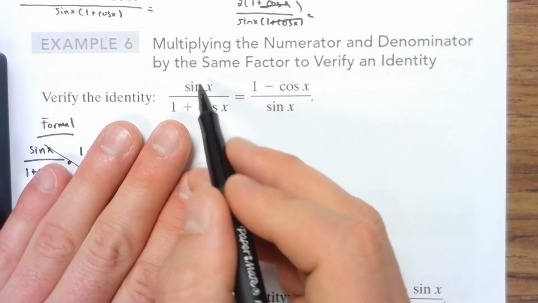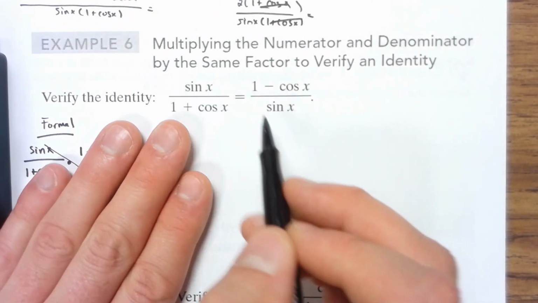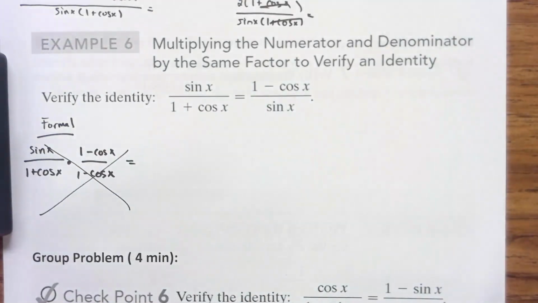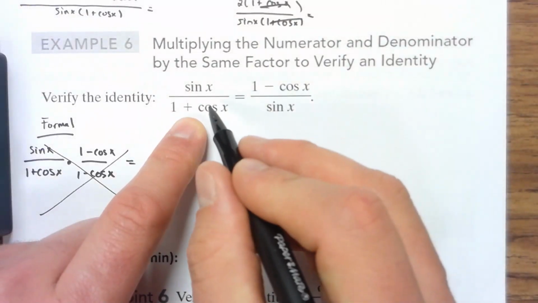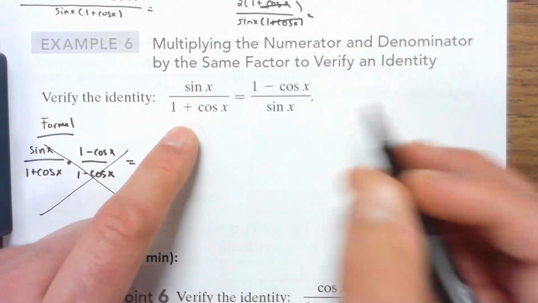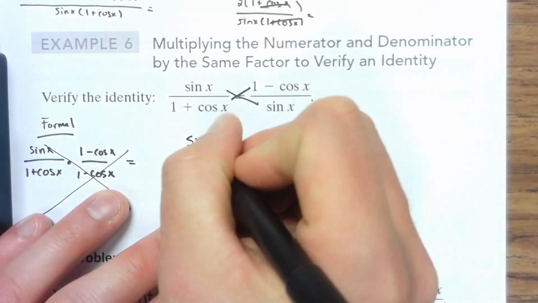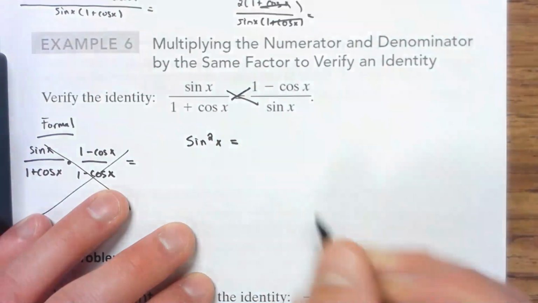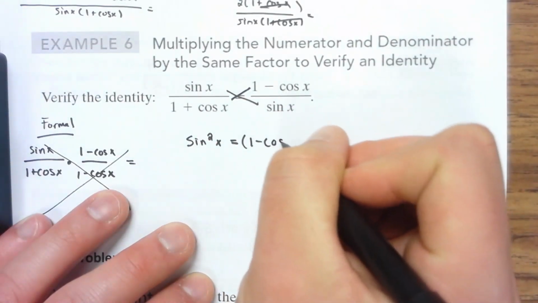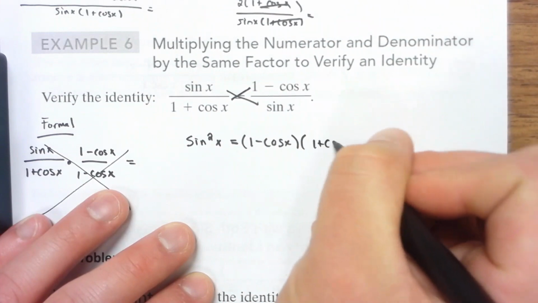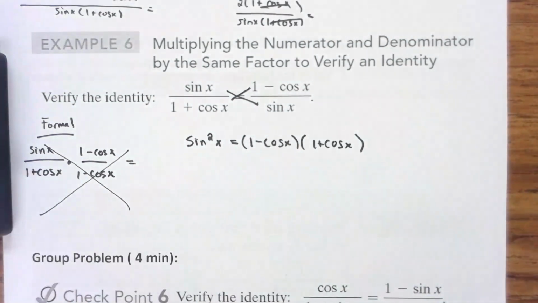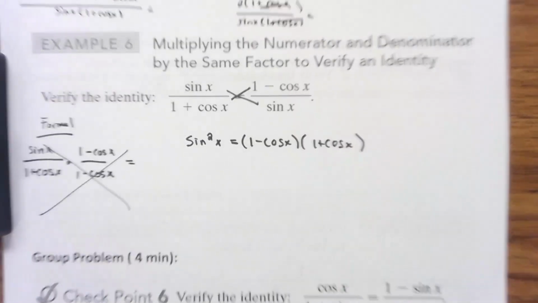So since I have one fraction equal to another, this is where we can essentially cross multiply. So I take the denominator of this first fraction, multiply it by the numerator of the other, and vice versa. So I'm going to do sine of x times sine of x is sine squared of x, and it equals 1 minus cosine of x times 1 plus cosine of x. So that's more of like a natural way of solving equations and dealing with equations. And again, that would be like a very last resort.